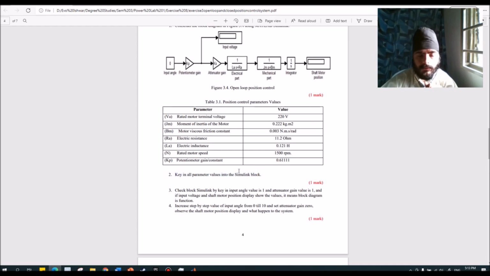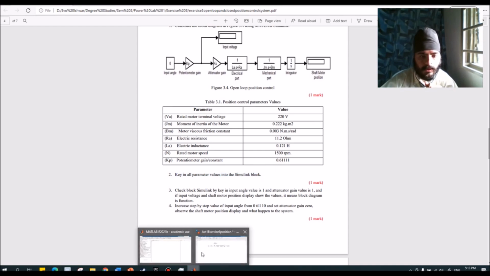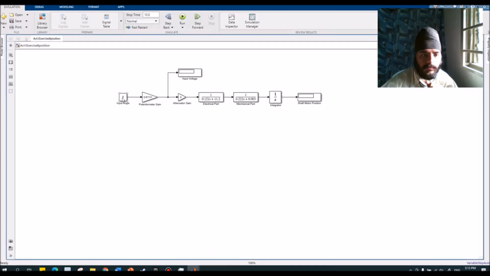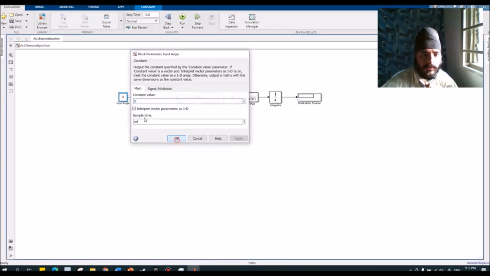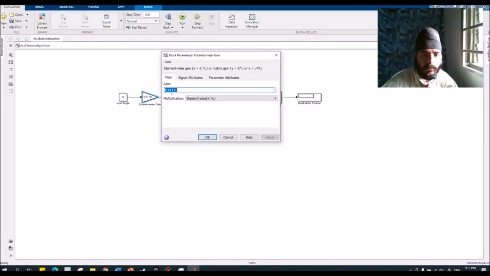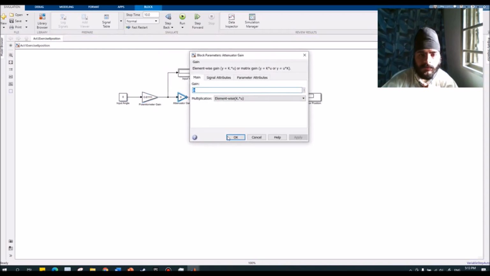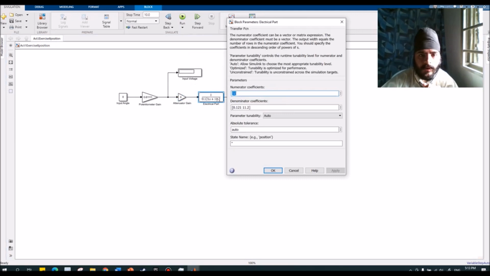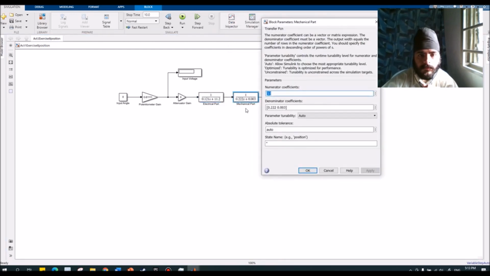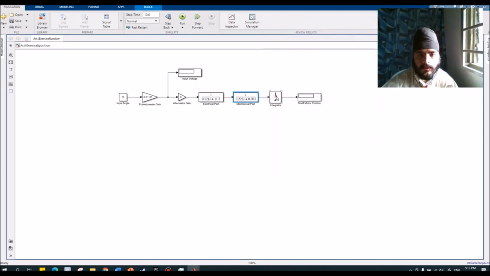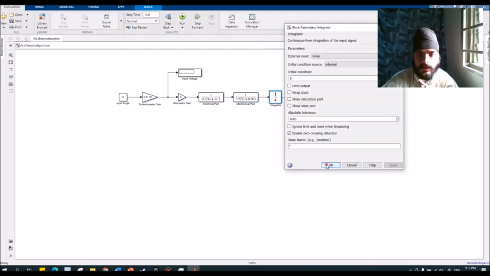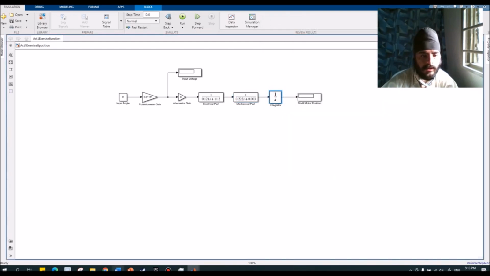Based on these values, I have already keyed in the input values. Okay, so this will be 0, this is 0.61111, the actuator gain for now is 0. The electrical part over here will be 1 divided by 0.21 s plus 11.2. Alright, the same goes for the mechanical part, and this is the integrator, and that's all.